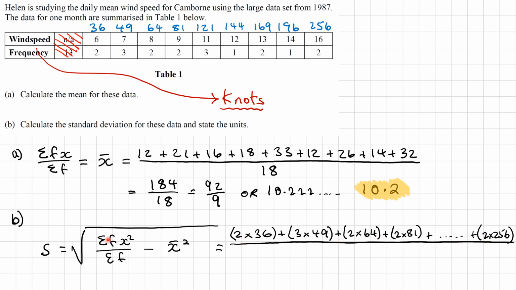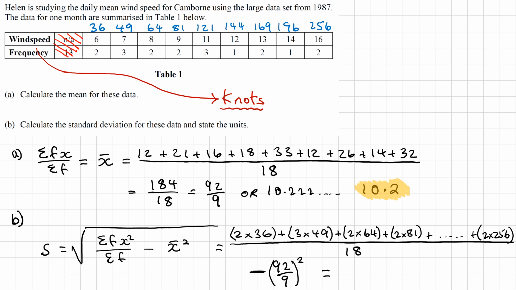So that's my sum of fx squared divided by the sum of f, the sum of the frequencies, which I worked out before was 18. And then from that I need to subtract my mean squared. Now I'm going to use the exact value squared, not my rounded value here. So never use rounded values in working unless the question asks you to. And we'll work this all out on our calculator and see what we get.